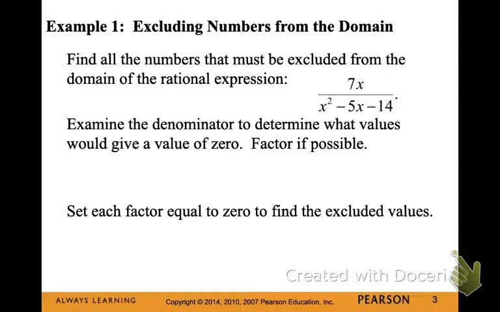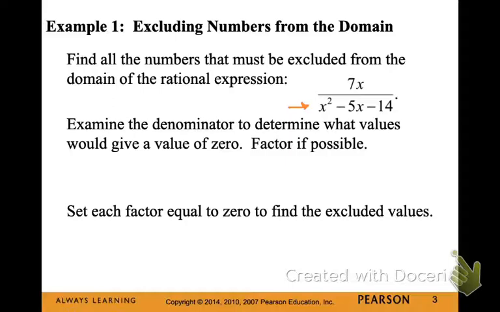So let's talk about excluding numbers from the domain. You want to find all the numbers that must be excluded from the domain of the rational expression. If you look at that expression, 7x, that's a polynomial, a monomial, over x squared minus 5x minus 14, that is also a polynomial, a trinomial. So to find out, what we need to do is examine that denominator.